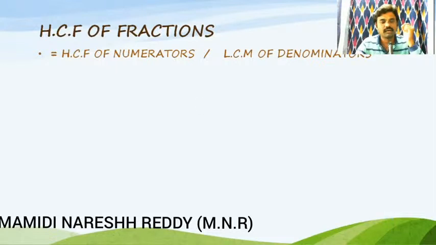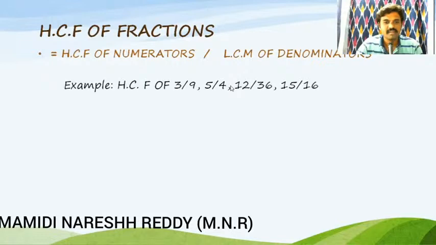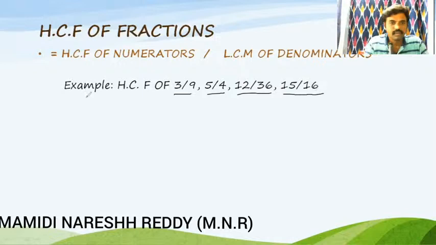Take one example and let me explain with the example. Example: HCF of 3 by 5 and 5 by 4 and 12 by 36 and 15 by 16. Let's see how we can apply this formula to find the HCF of these 4 fractions. Now I'm applying the formula.